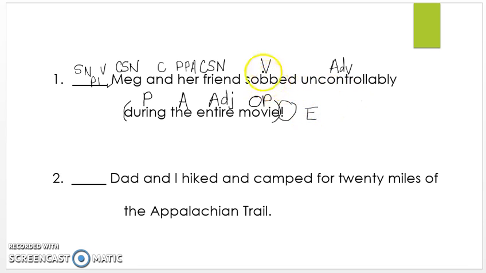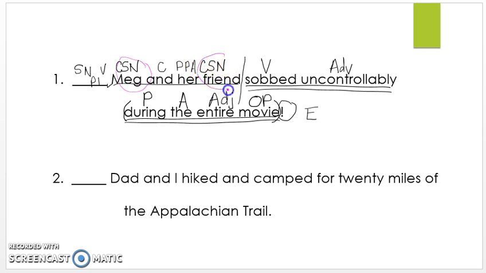Let's go to the verb, sobbed. I'm going to divide the complete subject from the complete predicate, underline the complete subject once, underline the complete predicate twice. And just for fun, I'm going to circle the simple subject once and the simple predicate twice. All right, so what's our simple subject? Meg and friend, and the simple predicate is sobbed. You don't have to circle them. I just want to show you what they are.